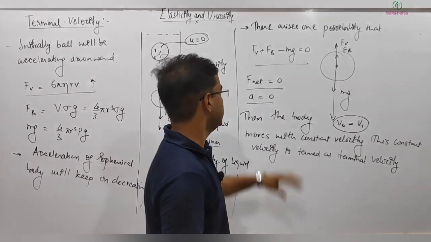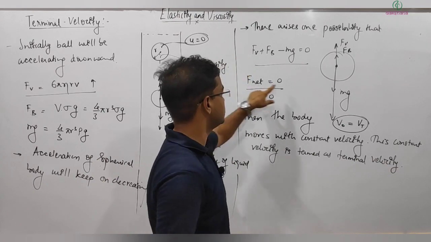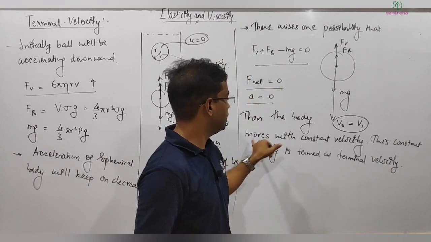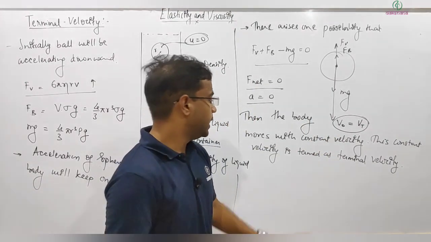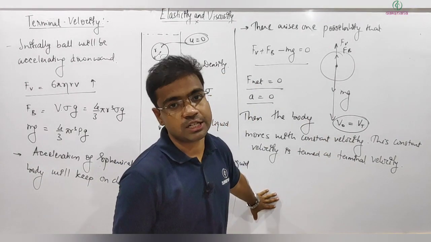That is exactly the same thing. So after this moment of time, net force becomes 0, acceleration becomes 0, then the body moves with constant velocity, and this constant velocity is termed as terminal velocity. Now we can even calculate what that terminal velocity will be.